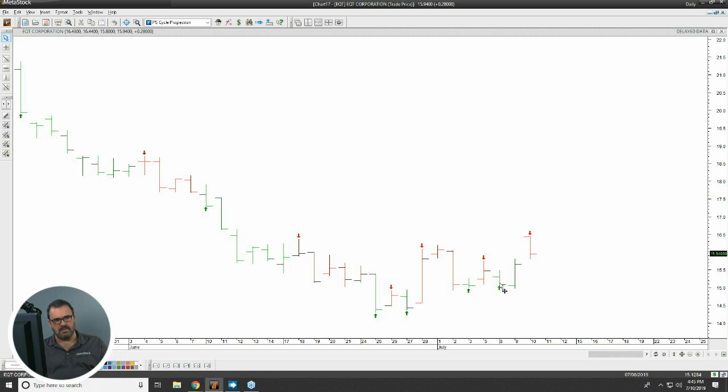Now, it's apparent from this chart that green doesn't necessarily mean it was an up day, because you can see this was down, this was up, this was down. So three of the last five days were down. That's why it's saying, okay, this is a sell opportunity, right?